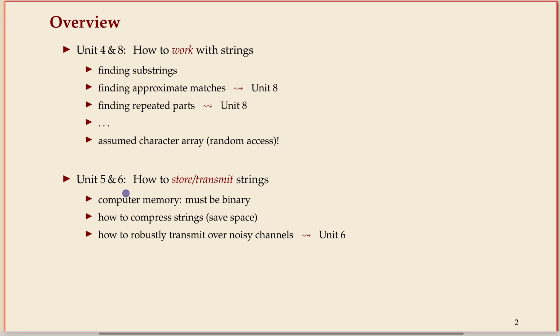In this unit and the next one, the focus will be slightly different. We'll instead look at how to store or transmit strings. So not necessarily compute on them, but pass them around. For a computer, that means everything is eventually binary. That will usually be our point to stop as well. In this unit, we'll look at how to save space, so reduce redundancy in data. In the second unit on this part, Unit 6, we'll look at how to transmit over noisy channels. So a little bit of error correction in there.